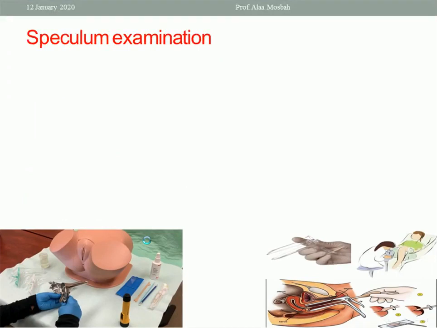Speculum examination. As you see in the picture, this is the speculum examination, and this is the speculum, Cusco speculum, and this is the model. This is how to hold the speculum between index and middle finger. The speculum contains two blades, handle and screw, to fix the speculum in place.